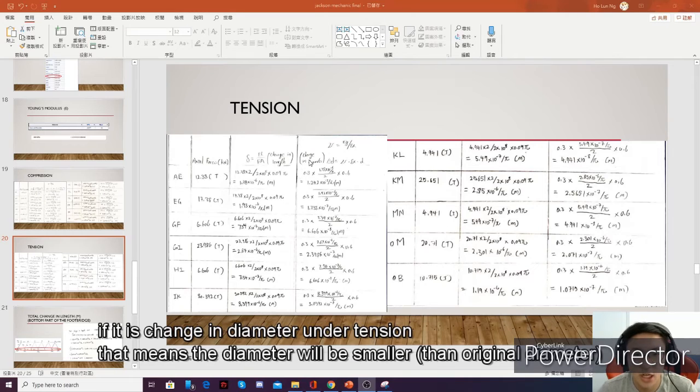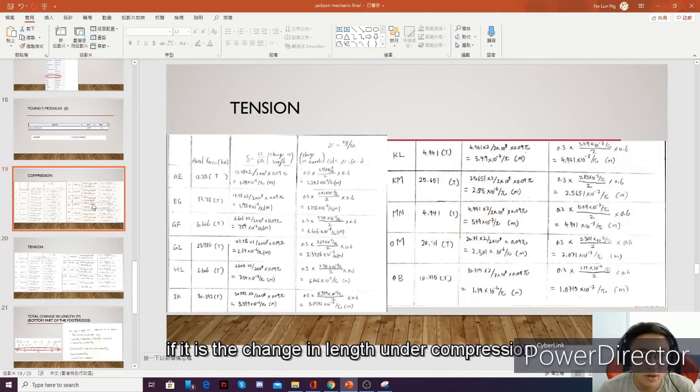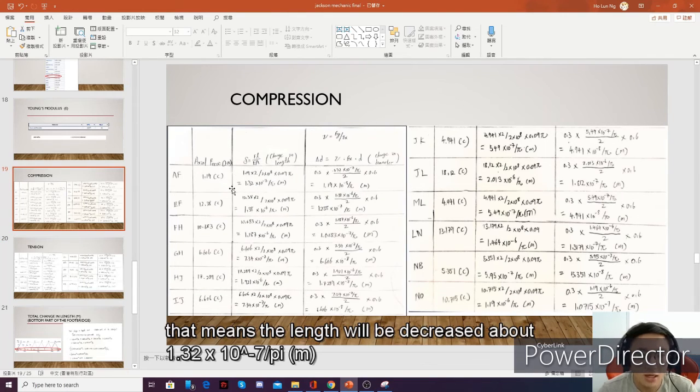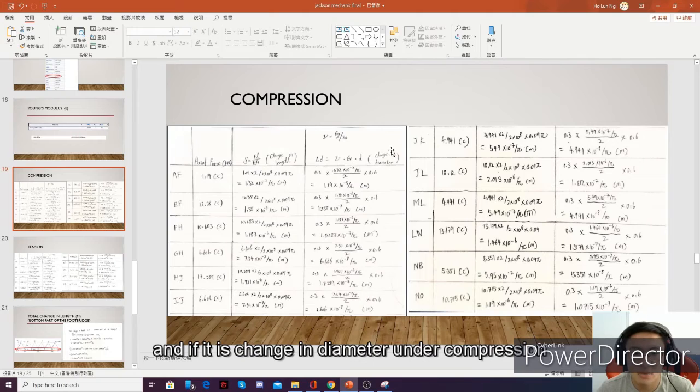And this is the change in diameter under tension, and that means the diameter will be smaller. And this is the change in length under compression, and that means the length will be decreased by about 1.32 times 10 to the power of -7 over pi meter. And this is the change in diameter under compression, and that means the diameter will be increased.